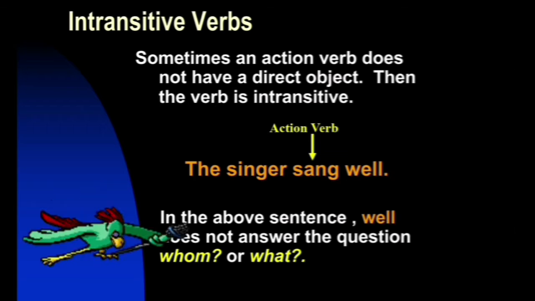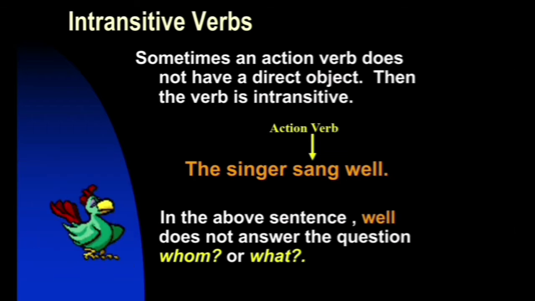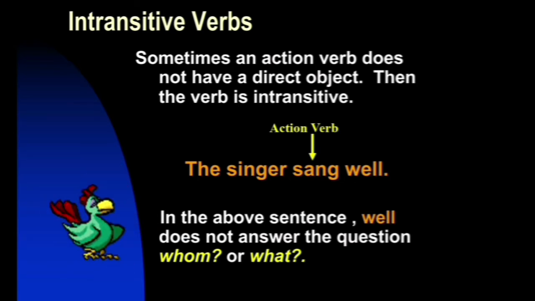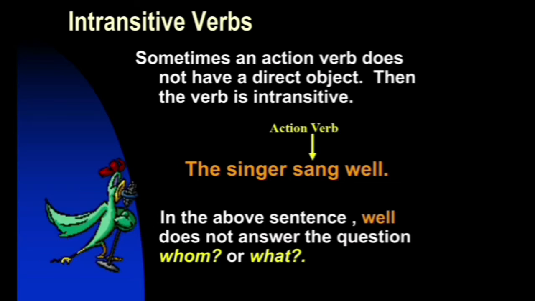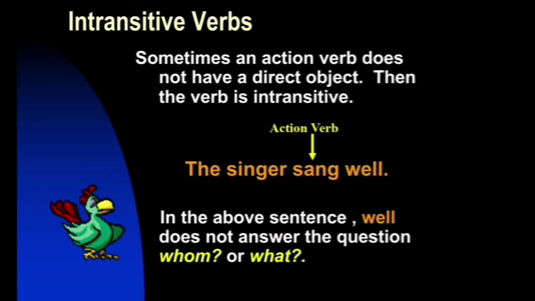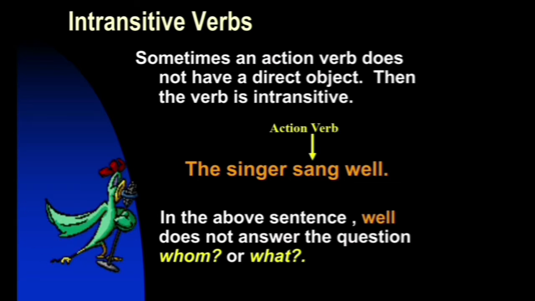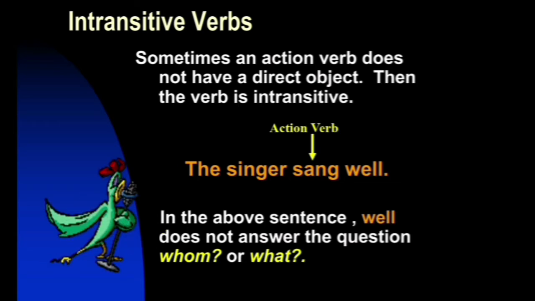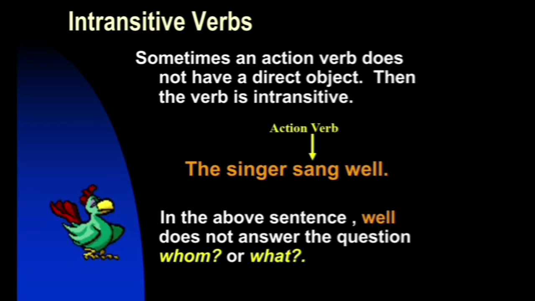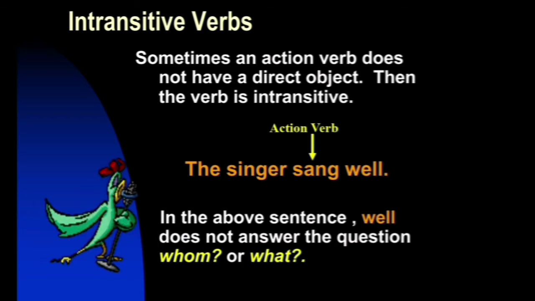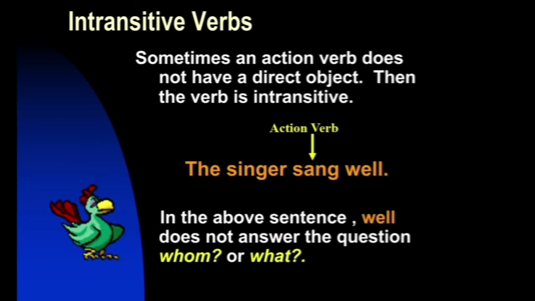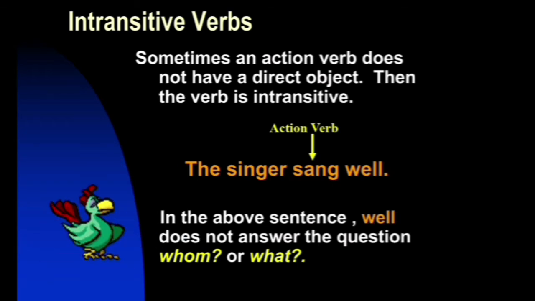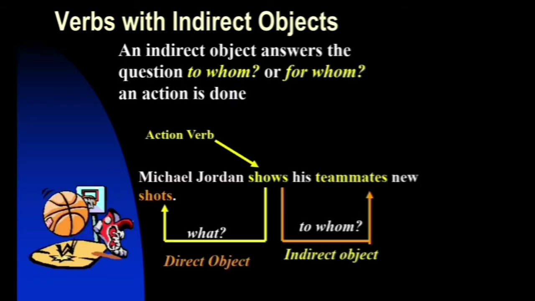Now come to the intransitive verb. Sometimes an action verb does not have a direct object, then the verb is intransitive. The singer sang well. Here, sang is the action verb. In the above sentence, well does not answer the question whom or what. So there isn't any direct object, and this is an example of an intransitive verb.